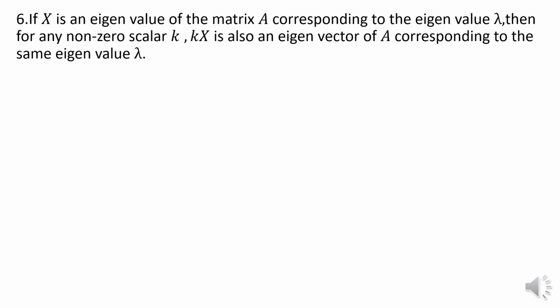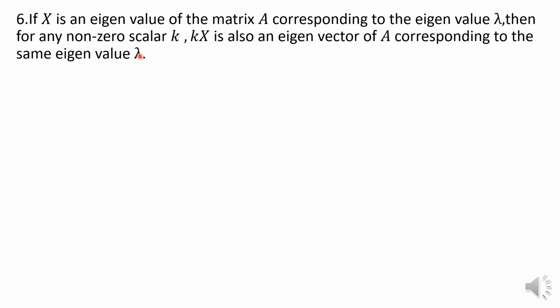Okay, so sixth property. It is a bit lengthy. The statement is lengthy, but the proof is not lengthy. The statement is lengthy here, so carefully observe. If x is an eigenvector of the matrix A corresponding to the eigenvalue lambda, then for any non-zero scalar k, kx is also an eigenvector of A corresponding to the same eigenvalue lambda.